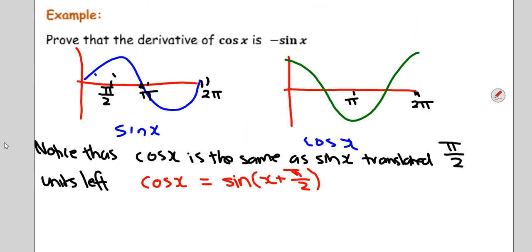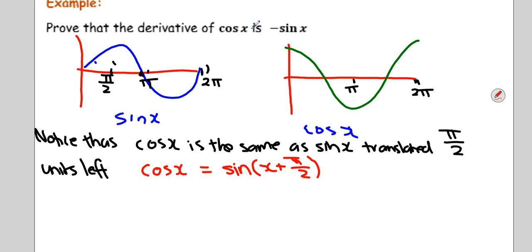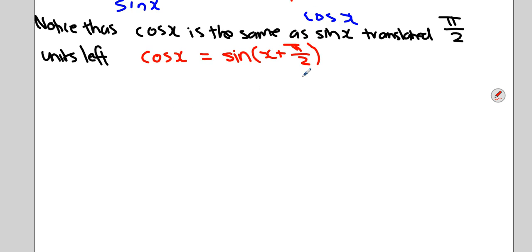So back to here. What we're trying to prove is that the derivative of cos x is minus sin x. Therefore, if cos x equals this, we can differentiate this. What method would you use to differentiate this? The chain rule. Why would you use the chain rule? Because it's got a baby function and a mommy function. So differentiate this.